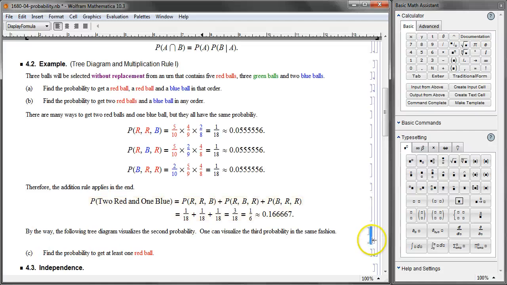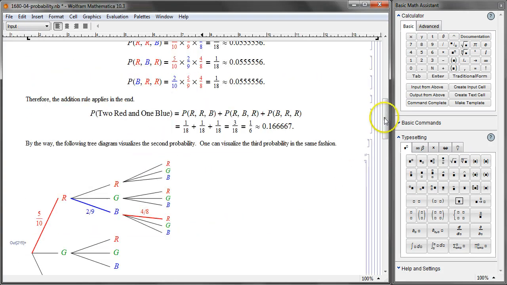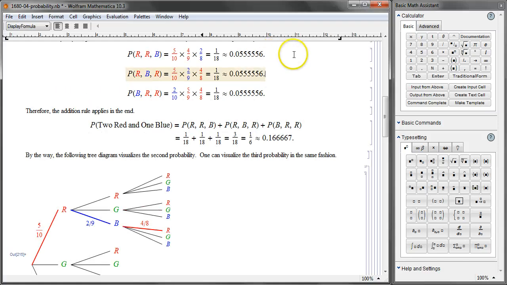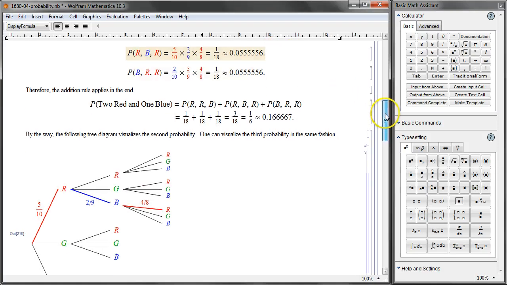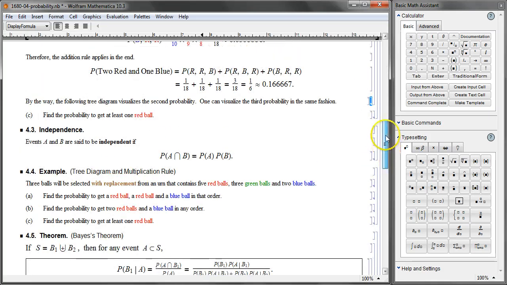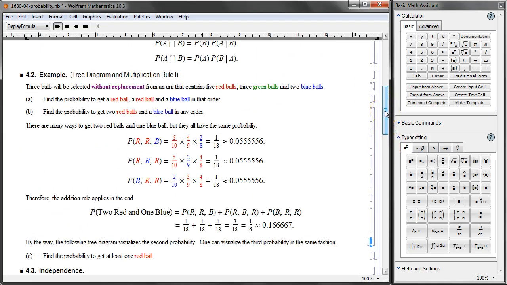By the way, here's a visualization for the second computation. This one, RBR, goes kind of like this. First row is red, so red, and then the blue path, and then the red path. I could have drawn the third one as well, but I found it rather tedious.